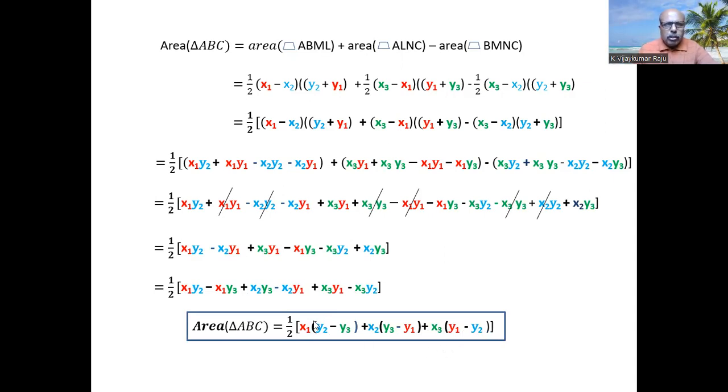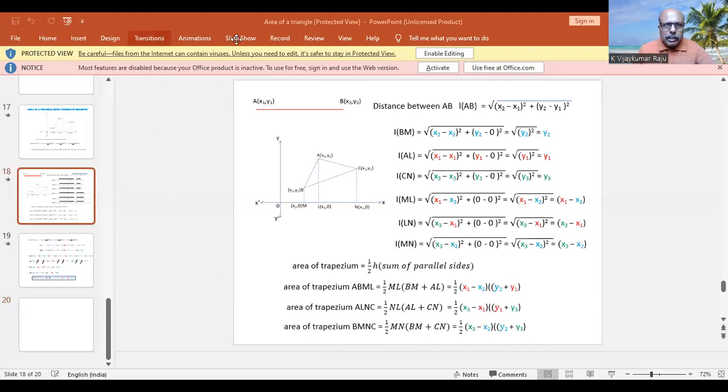Okay, this is the area of the triangle using coordinate geometry. Now how to remember? After x1, what comes? 2, 3. So x1, y2, y3. After 2, 3, 1 again. x2, y3 minus y1. After 3, 1, 2. So half x1, y2 minus y3 plus x2, y3 minus y1 plus x3, y1 minus y2. This is the area of the triangle using coordinate geometry. Okay. Clear? I think this is clear now.